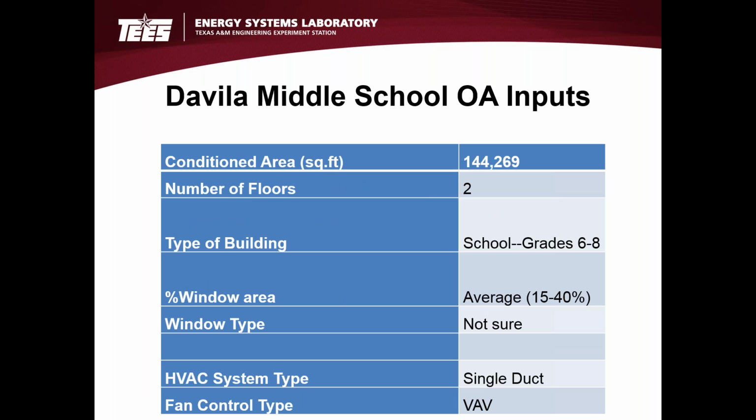The building has 144,000 square feet of floor area on 2 floors. It's a school. It has grades 6 through 8 there. How much window area? Well, we didn't know. We had that picture, so we just said it's average. Window types, we didn't know that. They did tell us that it had single duct VAV air handling systems in the building. And that was basically the information that we had in terms of the systems in the building.